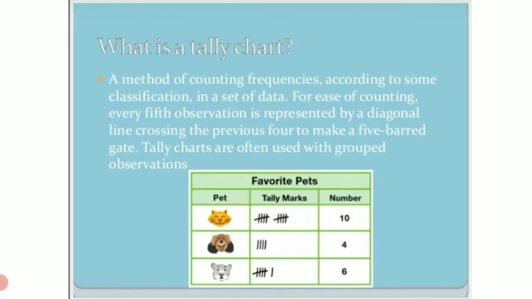Okay, now though in your book, children, tally charts are not there, still we can know, because this will always be helpful to you. You will need it in your next grade. A tally chart is a method of counting the frequencies according to some classification in a set of data. For ease of counting, every fifth observation is represented by a diagonal line crossing the previous 4 to make a 5-barred gate. Okay, the tally charts are often used with grouped observation.